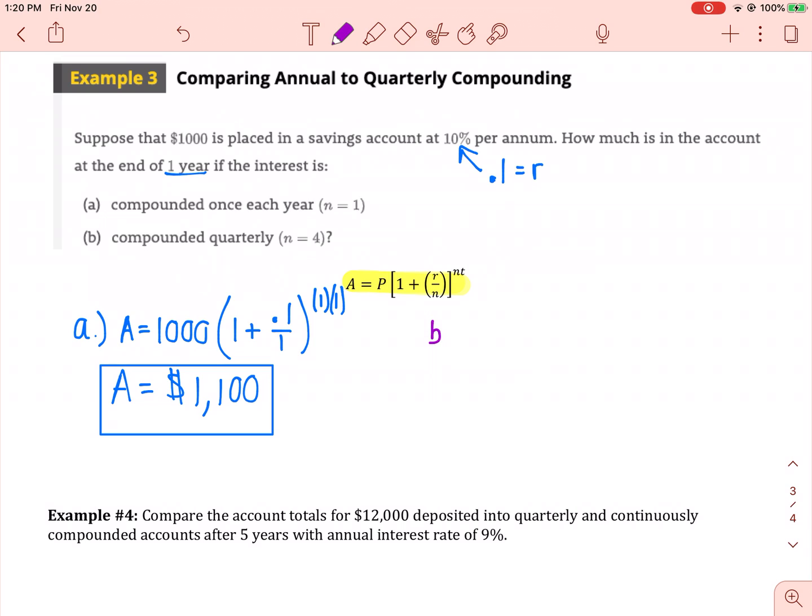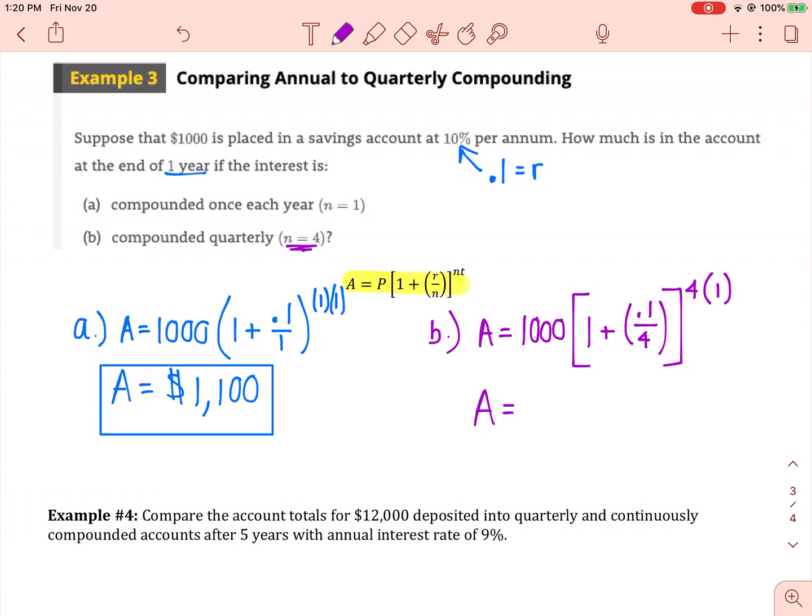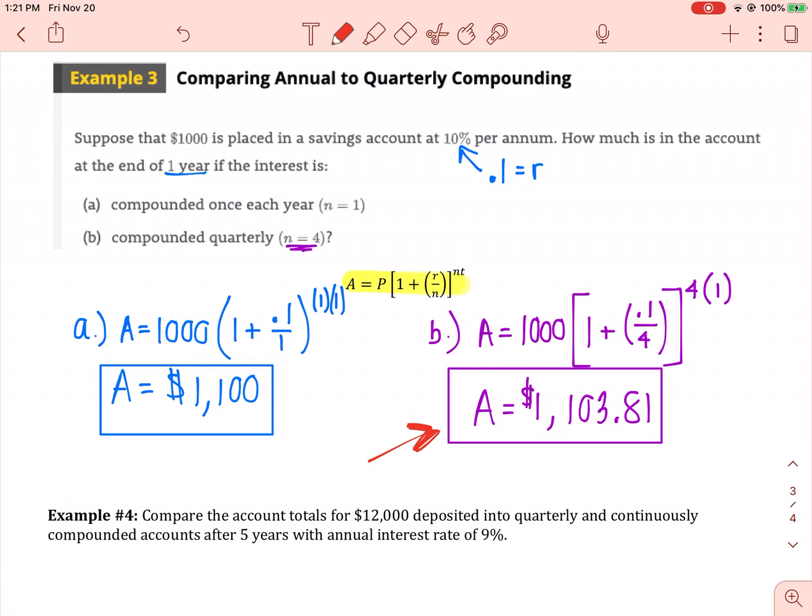Let's compare that to if you compound quarterly. So same formula, same initial amount, same rate, but now it's quarterly. So N is 4 for quarterly. N is 4. Type it in your calculator. Compare with me. Should get $1,103.81. So in the end, which one's better? This one, right? You want to compound quarterly, it is better. Because you make just a little bit more money and every penny counts.